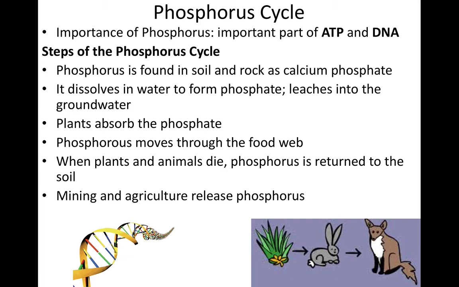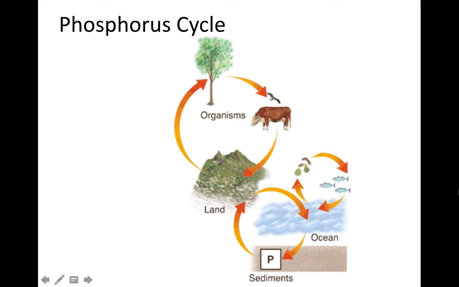Mining and agriculture also release phosphorus into the environment, and sometimes that can be too much of a good thing, and it can cause different types of problems like algal blooms. Here is the phosphorus cycle, another image. Here it's happening on land, and here it's happening in the ocean.